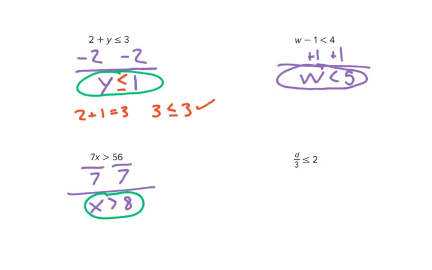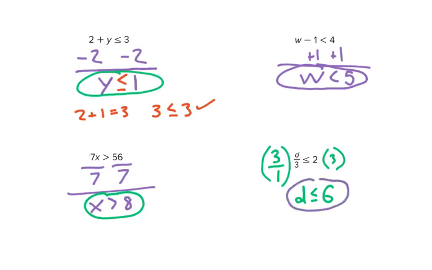has to be less than or equal to 2. So in this, we're going to multiply both sides of the inequality by 3 over 1. And when I multiply both sides by 3, I'm left with D is less than or equal to 6. So as long as D is less than or equal to 6, that inequality will be true. If I put in a number that's less than 6, let's put in 3, then 3 divided by 3 would be 1, and 1 is less than 2.